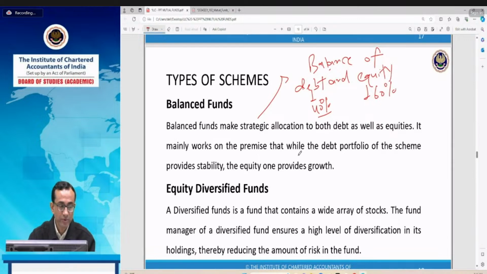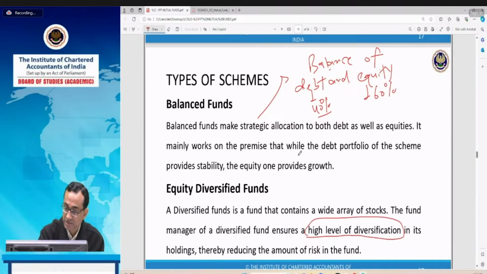Now come to the second point, which is equity diversified funds. An equity diversified fund is a fund that contains a wide array of stocks. So diversification is high. For example, it invests in 40, 50, 60 companies. Thus this high level of diversification reduces the amount of risk. But in reducing the risk, the return is also less.